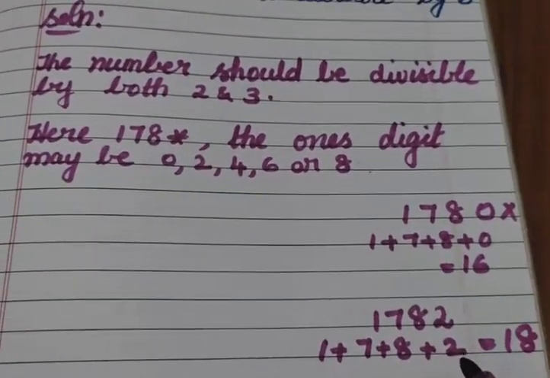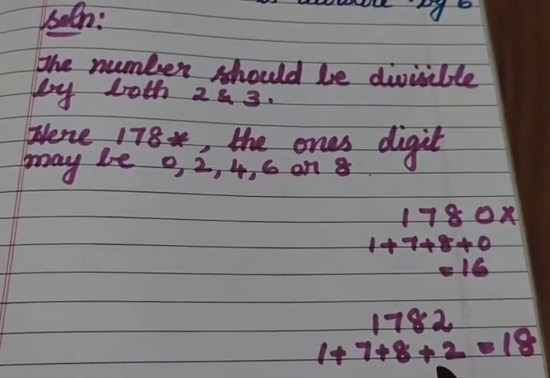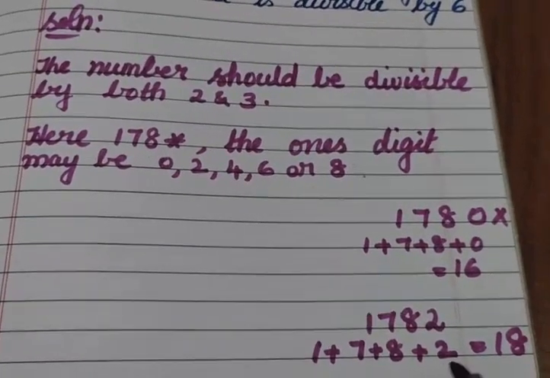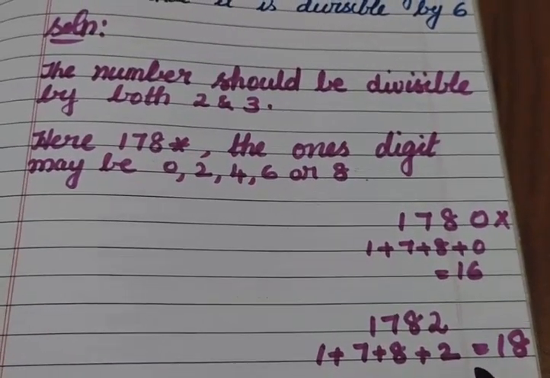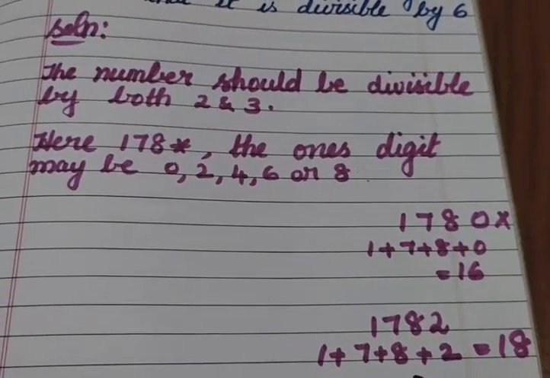Okay, children. So in the place of star, which number can we write? 0 or 2? 2, isn't it? So what's the answer?